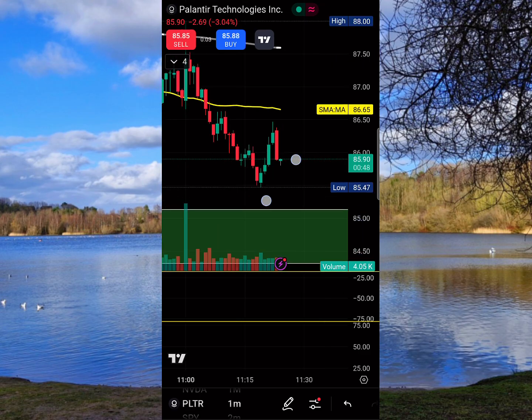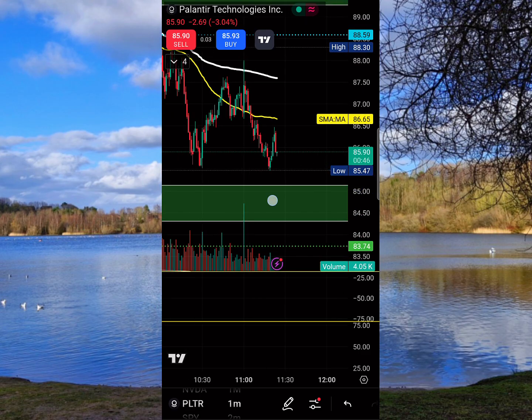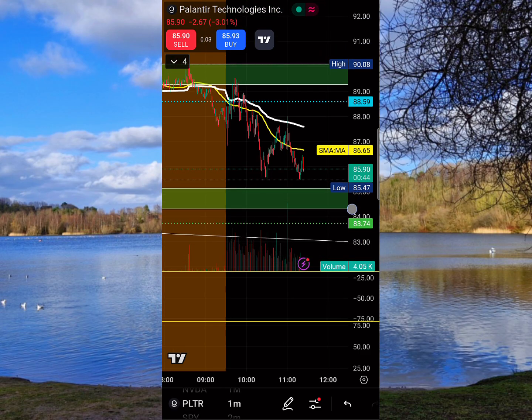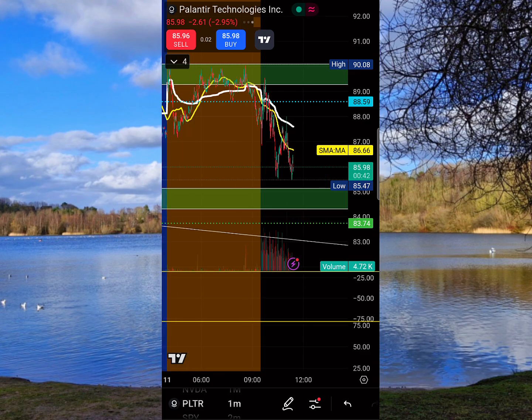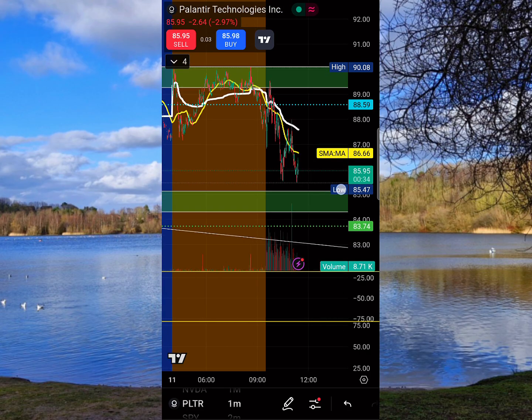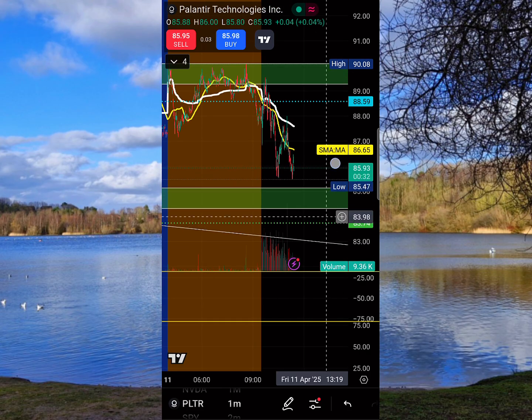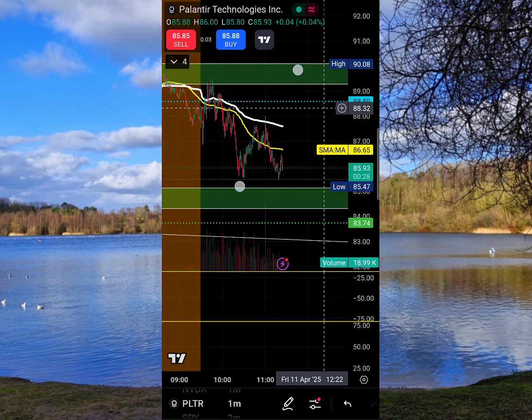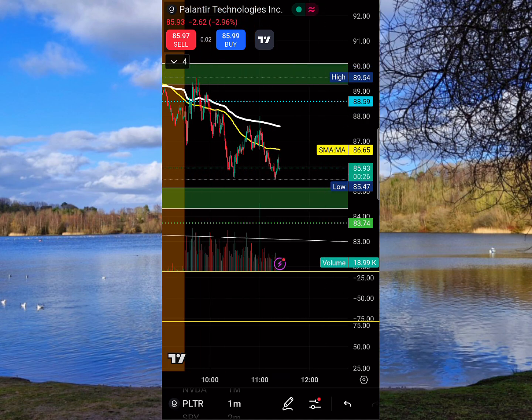Palantir, let's have a quick look at Palantir. Palantir is still tanking, as the SPY is tanking, so is Palantir. There's lots of sellers at the $90 mark, and there seems to be a lot of buyers down here at the 85. So it looks as though the range for Palantir is between 85 and 90, and it's just going to ping pong back and forth.